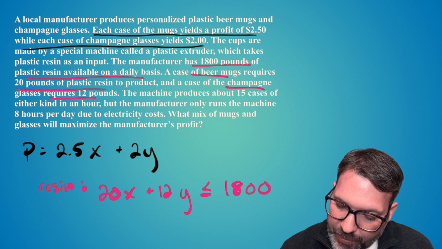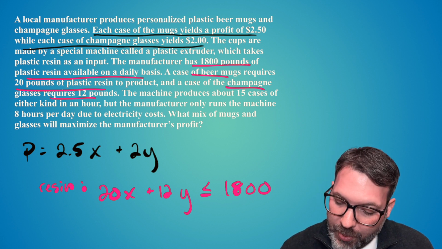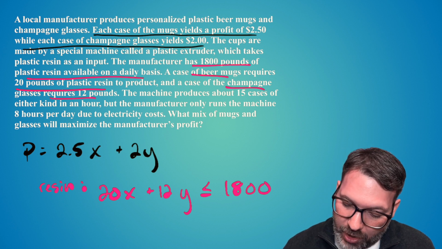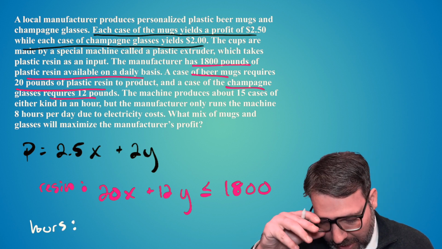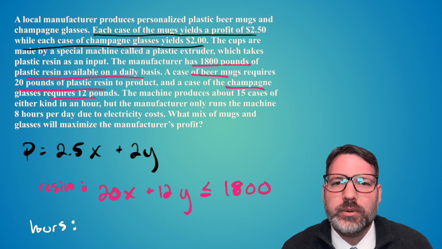The machine produces about 15 cases of either kind in an hour, so their hourly rates are the same, but the manufacturer only runs the machine 8 hours per day due to electricity costs. And so we're going to call this limitation hours. And what can we say about hours? Actually, I guess I wouldn't really do it in terms of hours. I would actually just do it in terms of cases.